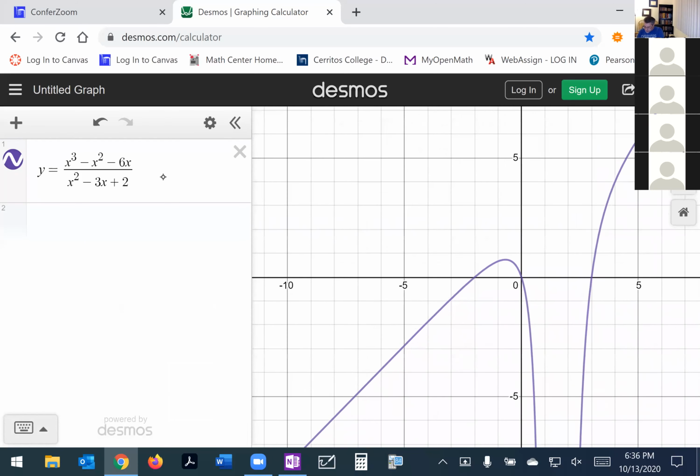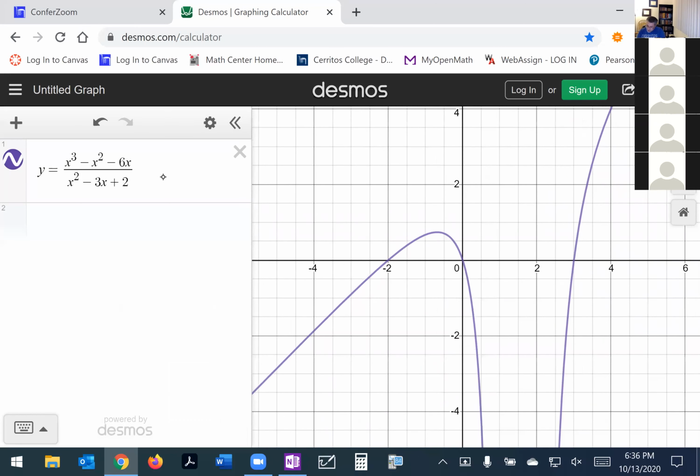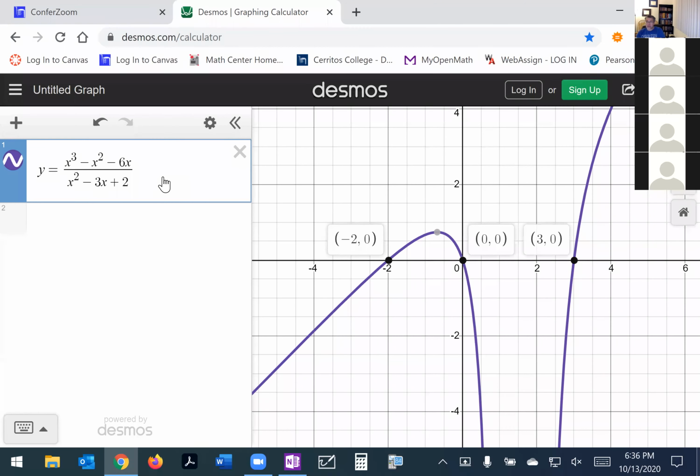So, what do we get here? We get 3 x-intercepts. We get an x-intercept at -2, 0. We get an x-intercept at 0, 0. And we get an x-intercept at 3, 0. We also get one y-intercept, which is at 0, 0.